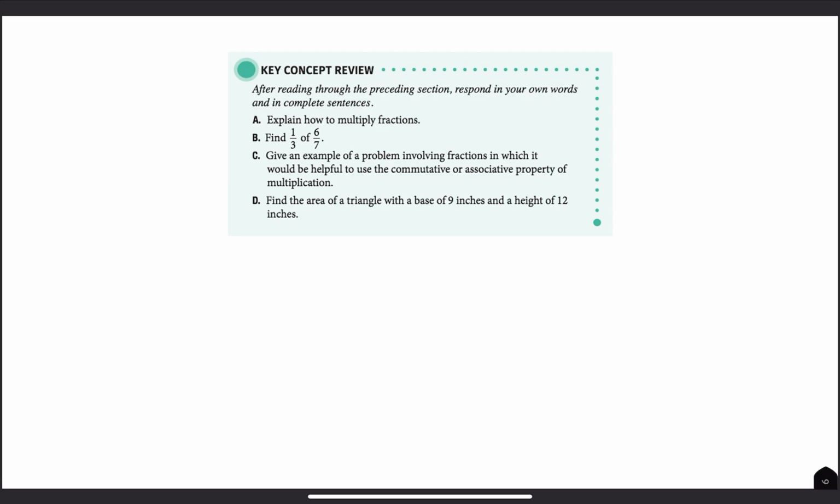So let's review some of these concepts. Explain how to multiply fractions. Well, multiply numerators, aka tops, then multiply denominators, aka bottoms, and then reduce. And that's actually a step that we're always going to look to do. We're always going to look to simplify and reduce whenever possible, but especially with fractions.